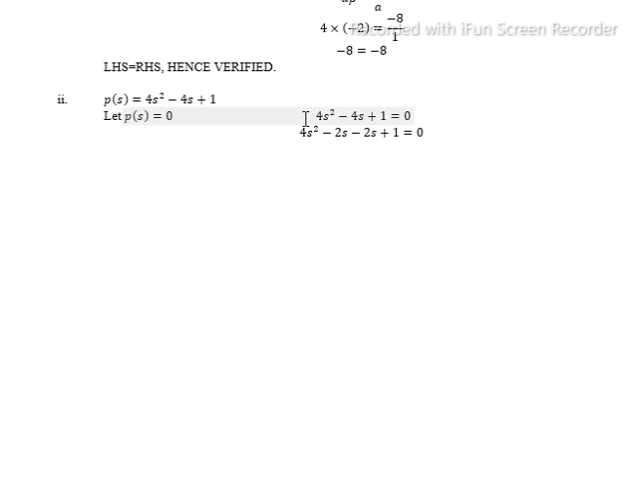Now take the common factor. From the first two terms, 2s is common, and from the last two terms, 1 is common. You get 2s into 2s minus 1, minus 1 into 2s minus 1, is equal to 0. Now take 2s minus 1 common.